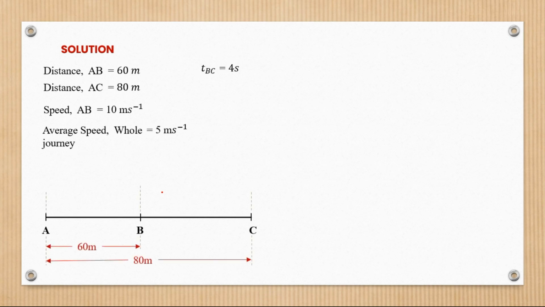So you can see that the distance from A to B is 60 meters, the distance from A to C is 80 meters. Now that we know what A to B is and what A to C is, it's definitely easy to find what B to C is. So B to C is equal to 80 minus 60, which is equal to 20. Now, the speed he moved along AB is 10 meters per second, and that has been given. And then the average speed for the whole journey has been given as 5 meters per second. So now that we know this, we can work out the numbers.